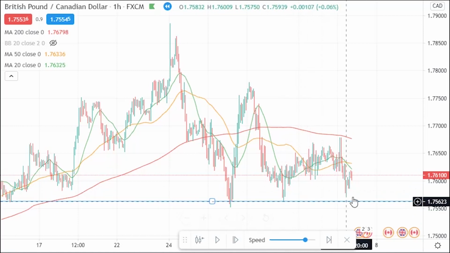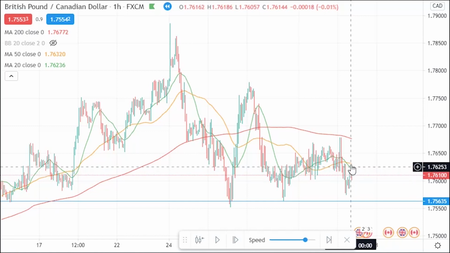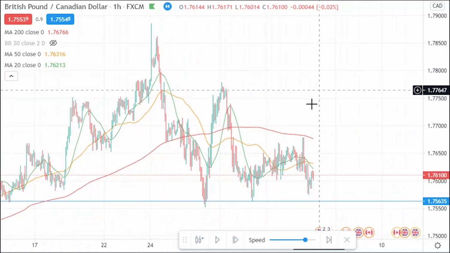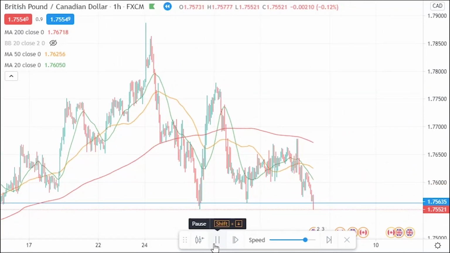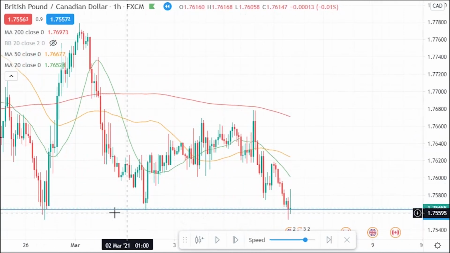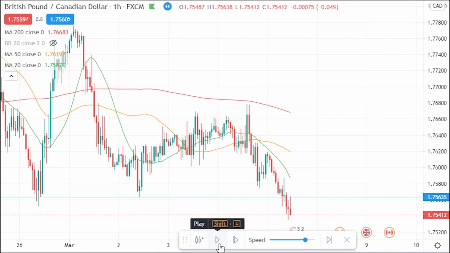knowing that I'm looking for a breakdown below it. The moving averages are moving down, which tells me I'm looking for something short, right? The green is below the yellow or orange, which is below the red, the 200, 50, and 20. So I'm looking for something short. So I'm going to just play here. So we're looking for the break, and there we have a break. Let's see. Not really, right? The candle closed there. We're looking for it to really move below. There we go. There we have a break.